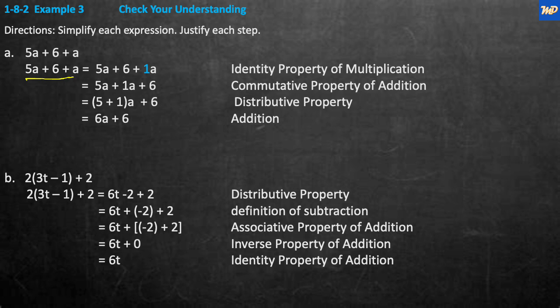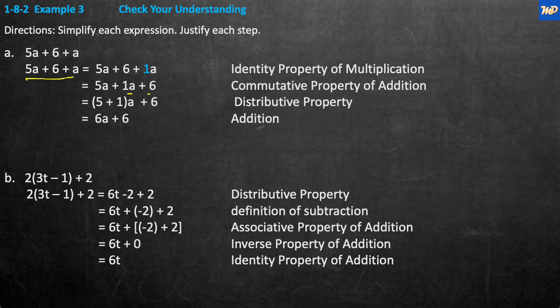The next step is to swap the 6 and the 1a places. So now we have 1a in the middle and the 6 at the end. That's the commutative property of addition. It allows us to switch them around. And why did we do it? So that we could have the 5a and the 1a close together. So now we can use the distributive property to remove the a from these two terms, and we get the quantity 5 plus 1 times a plus 6. That's the distributive property. I pulled out the a. And then through addition, we add these 5 and 1, and we get 6a plus 6.